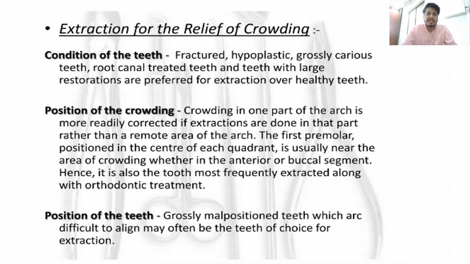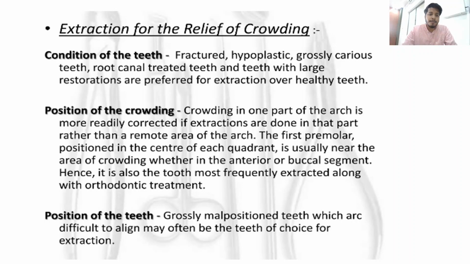The next need is extraction for the relief of crowding. The first indication is the condition of the teeth. You have to check the condition of the teeth, whether the tooth is fractured or hypoplastic, or grossly carious, or root canal treated, and teeth with large restorations are preferred for extraction over healthy teeth. So if you have a fractured tooth or any hypoplastic tooth or grossly carious tooth, you have to extract those teeth rather than the healthy tooth.